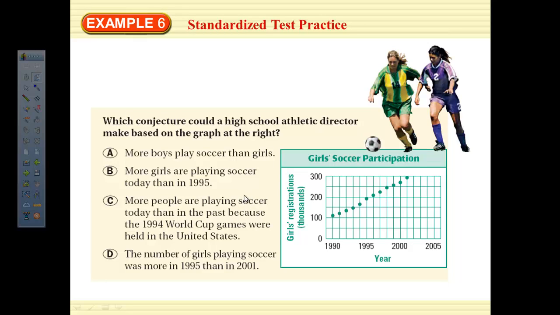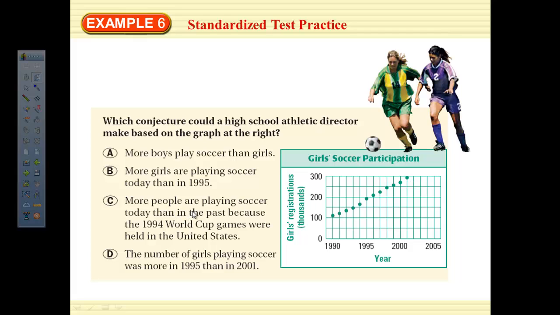Now for this next example, we're doing a multiple choice question. It says, which conjecture could a high school athletic director make based on the graph at the right? It says more boys play soccer than girls. Doesn't tell us anything about boys, so we can't use that one. More girls are playing soccer today than in 1995. Yes, if we look, it's been going up since 1990 or before 1990, and it's been going up every year.